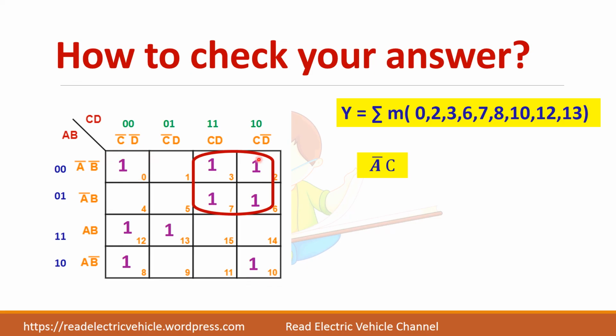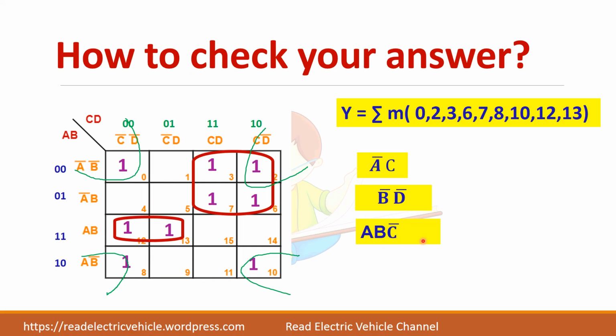Then in 4 ones we have 1. So let us combine this one and find the variable. So this common term is B bar, and here common term is D bar. Then this is A, B and C bar. A, B, C bar. So your answer is all these 3 terms.